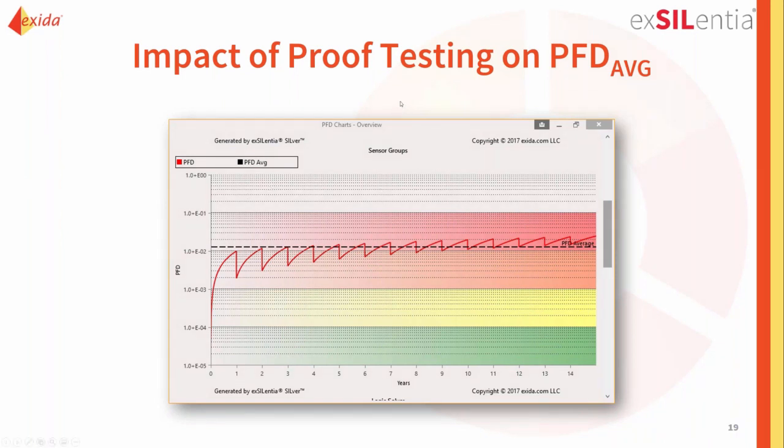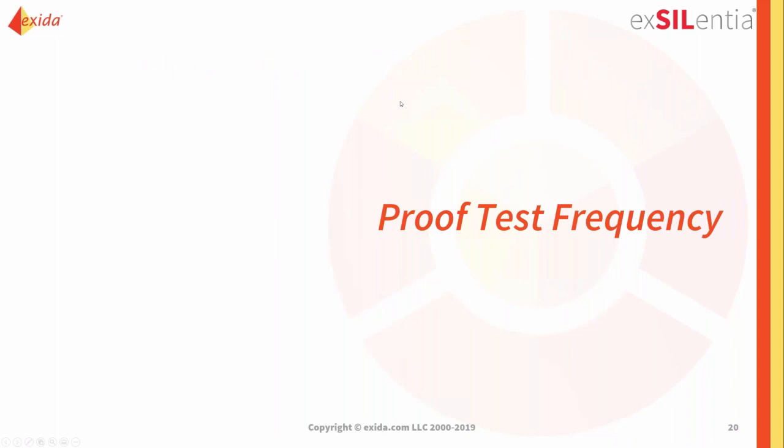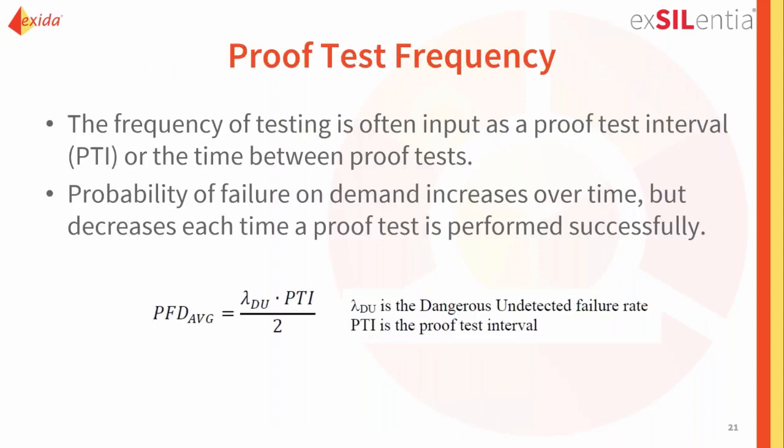Okay, so let's look at that in a little bit more detail. There's a couple of things here: proof test frequency, proof test effectiveness, proof test coverage. So let's look at the frequency first. Very simplified equation here, which obviously wouldn't yield the graph that we saw on the earlier slide. This simplified equation simply says that the average probability of failure on demand is the dangerous undetected failure rate multiplied with the proof test interval divided by 2.